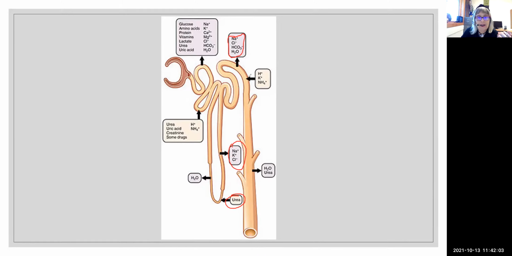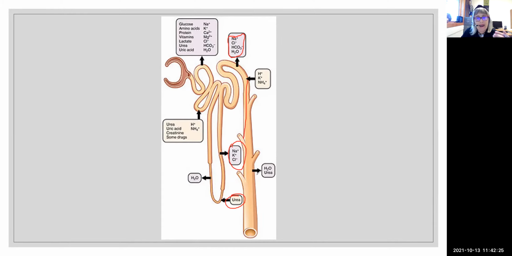By the time we get to this section here, the collecting duct, our capillary system is going to get rid of or secrete the hydrogen into the filtrate, the potassium into the filtrate, and the ammonia. We don't want that in our blood. So hydrogen, potassium, ammonia is now going to be collected in the collecting duct.